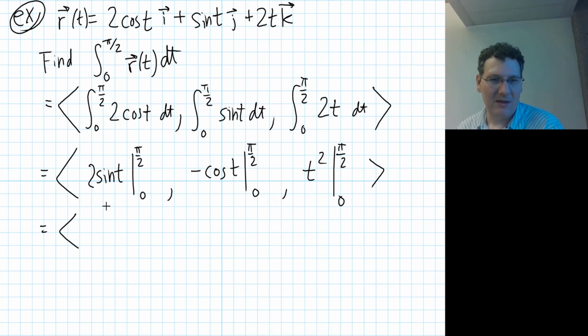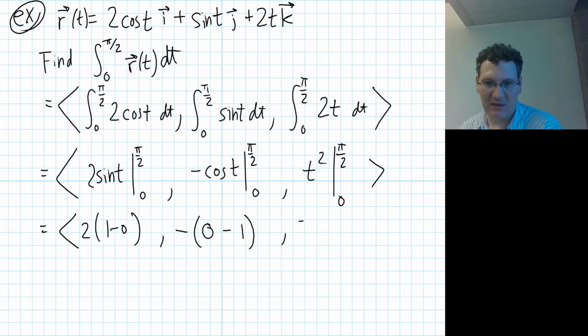So the first component, 2 sine of t, let's see, the sine of pi over 2 is 1. That's going to be 2 times 1 minus 0. Okay. Then we'll have negative cosine, let's see, the cosine of pi over 2 is 0, and the cosine of 0 is 1. 0 minus 1, like that. And the next one, it's going to be pi over 2 squared minus 0.